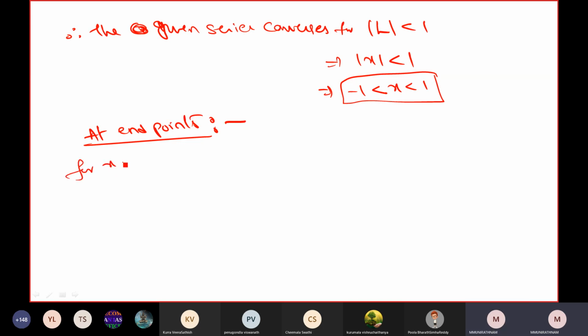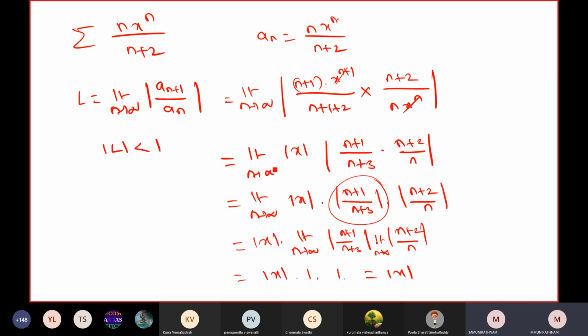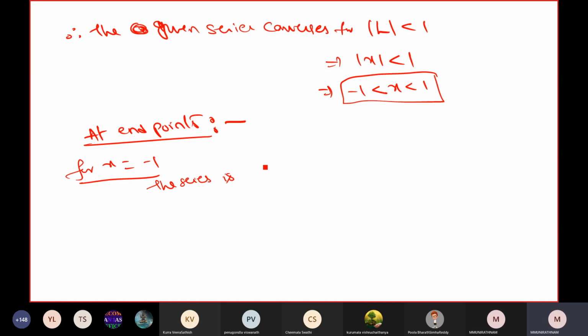For x equal to minus 1, the series is the summation from n equals 1 to infinity of n into (minus 1) whole power n by n plus 2. Does it converge or diverge? How do we check?